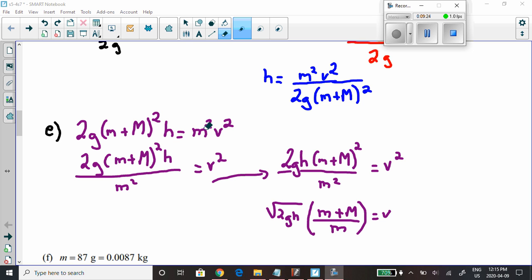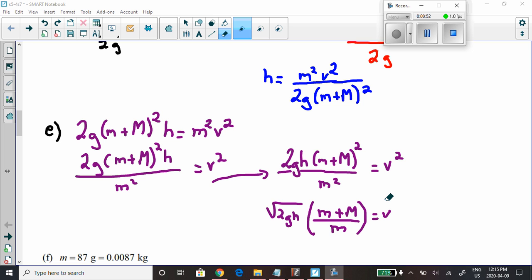Then we're left with m squared v squared. We still want to isolate for the v, so we divide both sides by m squared. And that's what we've done there. And that'll leave us with this term right here. I've just done a little rearranging. I brought the 2, the g, and the h together out front. Makes it look nicer. I still have the M plus m squared and still the little m squared in the bottom. Now we're going to square root both sides.